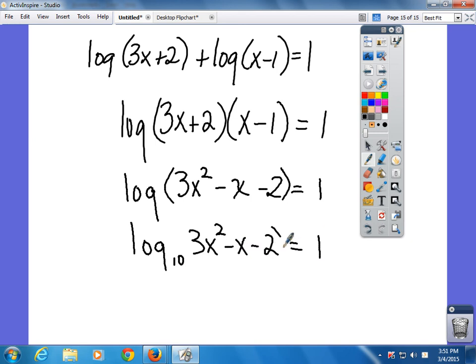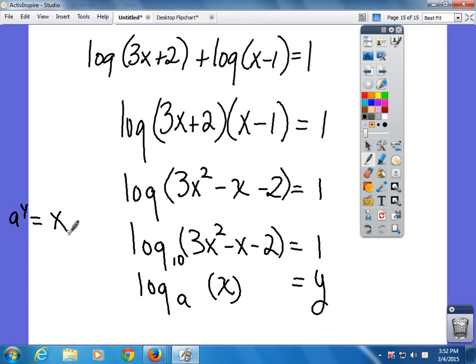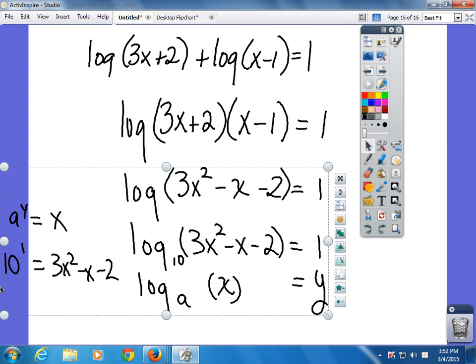So y is equal to log base a of x. And what is that equal to? A to the y is equal to x. So what's my a? 10. What's my y? 1 is equal to 3x squared minus x minus 2. So let's take that over.